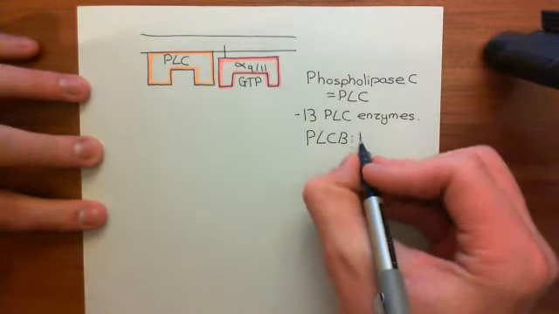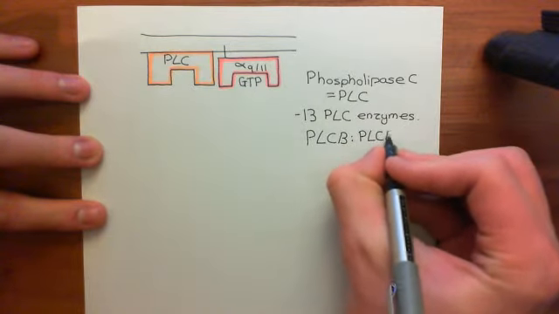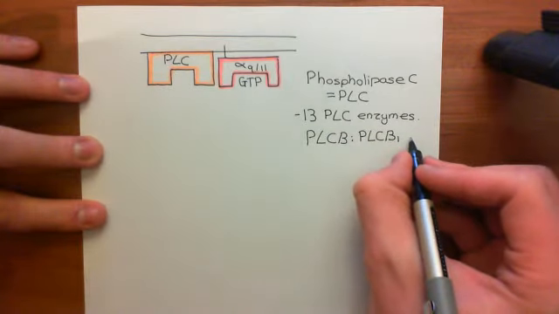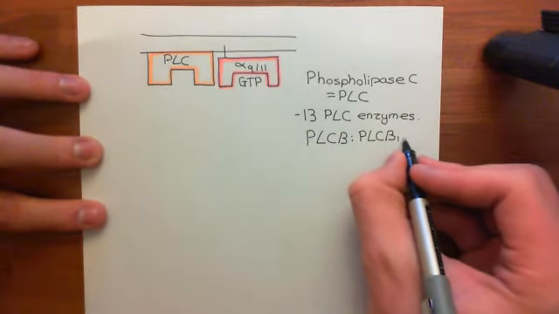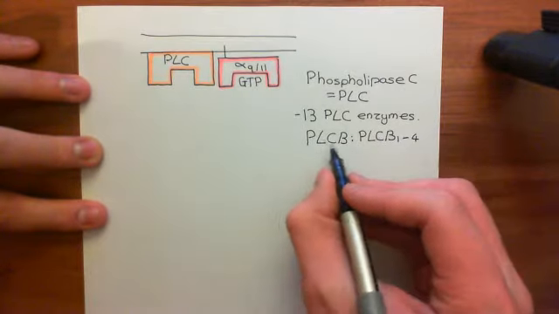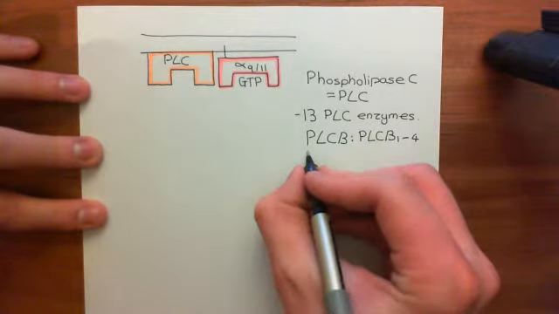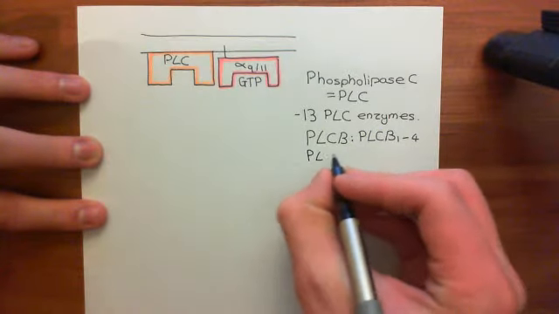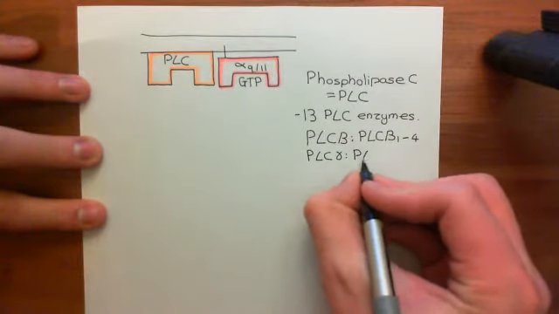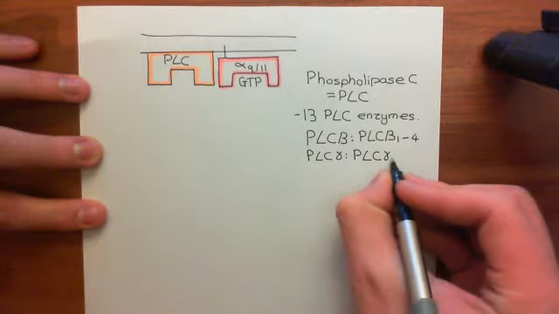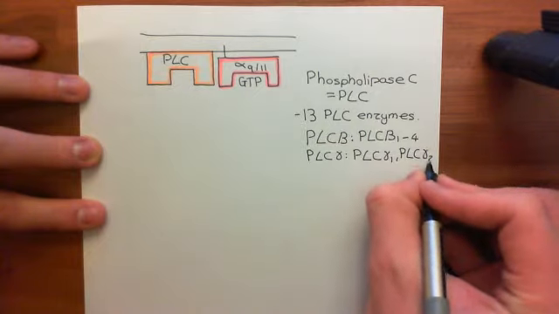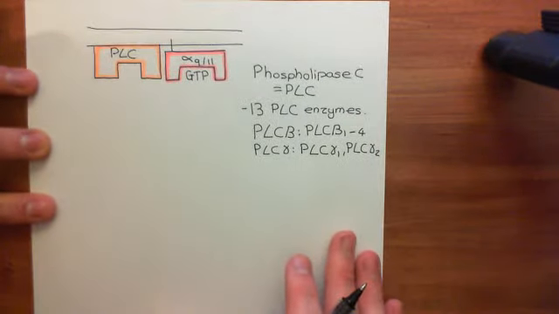Okay, and this contains 4 members. Okay, so it contains phospholipase C beta 1. Okay, shown like so. Then there will be phospholipase C beta 2, phospholipase C beta 3, phospholipase C beta 4. So it will go all the way up to 4. So that's the first 4. The next family is the phospholipase C gamma family. Okay, and there are 2 members of the phospholipase C gamma family. So there is phospholipase C gamma 1, and then there is also phospholipase C gamma 2.